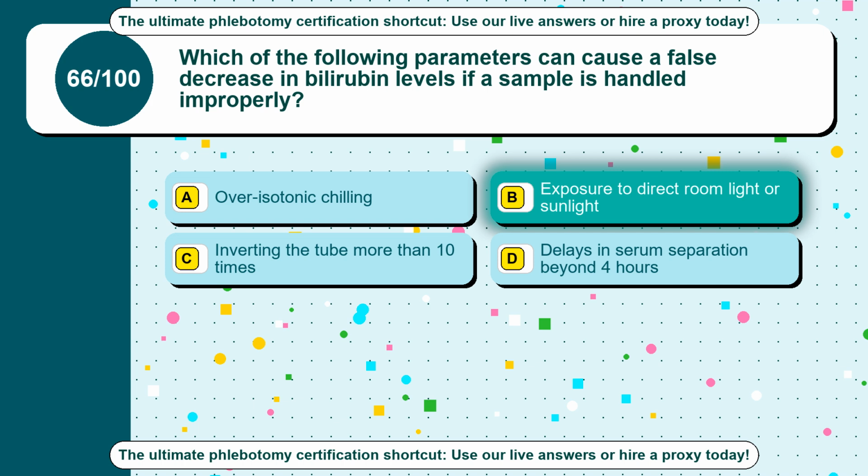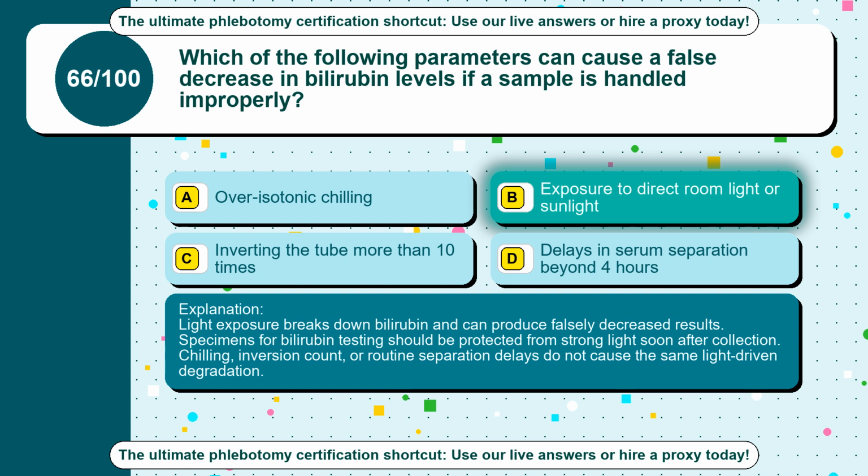The correct answer is option B. Exposure to direct room light or sunlight. Light exposure breaks down bilirubin and can produce falsely decreased results. Specimens for bilirubin testing should be protected from strong light soon after collection. Chilling, inversion count, or routine separation delays do not cause the same light-driven degradation.